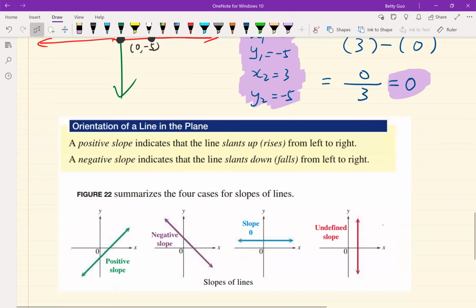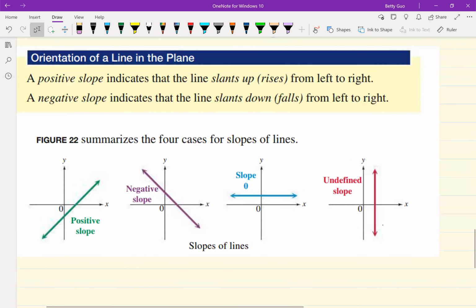Look at this table. This table includes the 4 conclusions we mentioned earlier and summarizes the 4 cases for slopes of the lines. Look at this, what's the color? Green, purple, blue, red. Look at this green line. It's going up, right? Slope is positive. Vice versa, slope is positive, line going up.